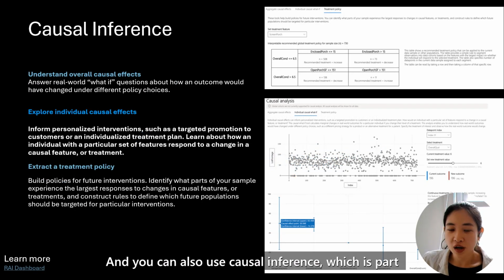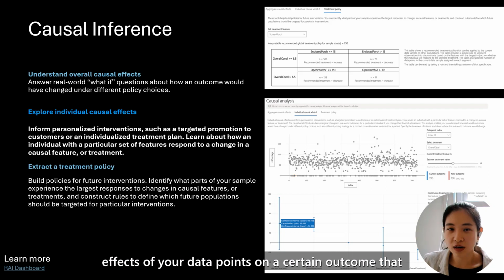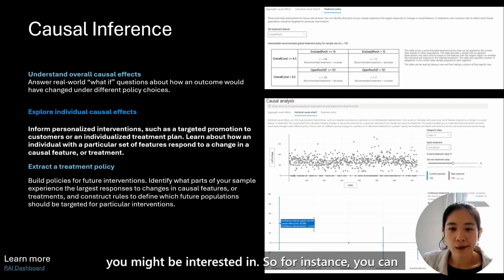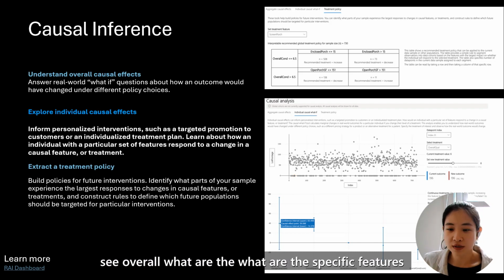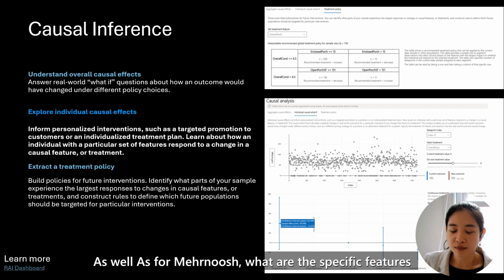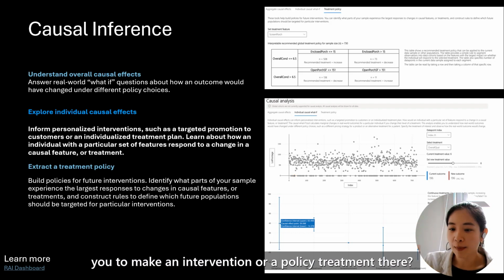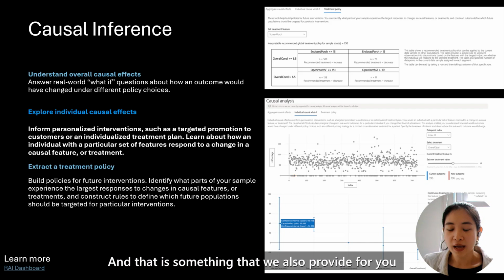And you can also use causal inference, which is part of the Responsible AI dashboard, to understand the overall causal effects of your data points on a certain outcome that you might be interested in. So, for instance, you can see overall what are the specific features that impact your outcome in the real world scenario, as well as for Mehrnoosh, what are the specific features that will impact her outcome the most in order for you to make an intervention or a policy treatment there. And that is something that we also provide for you in the Responsible AI dashboard.